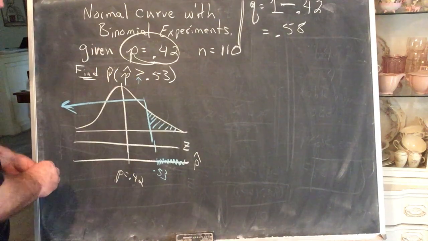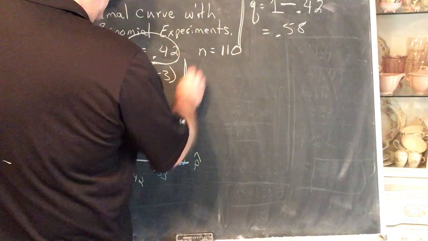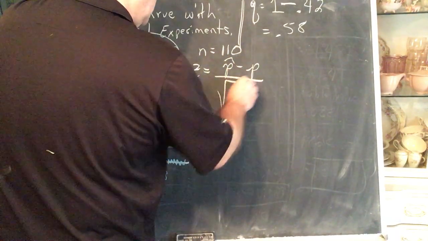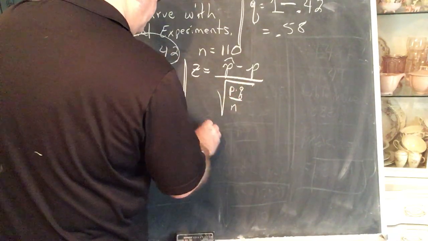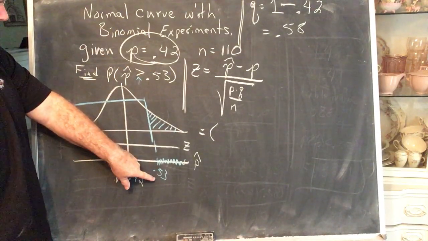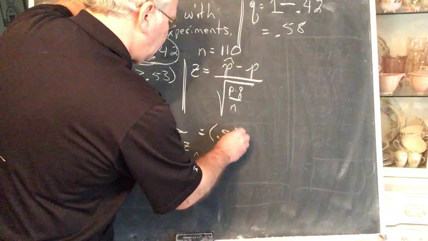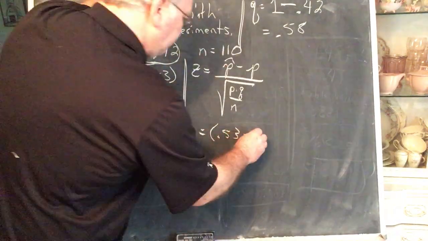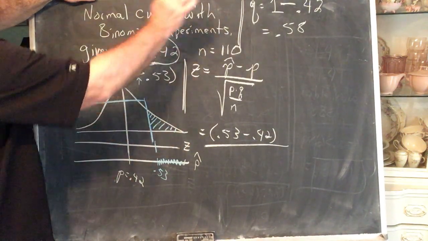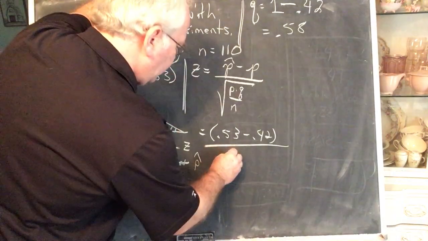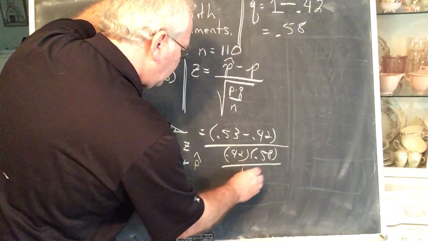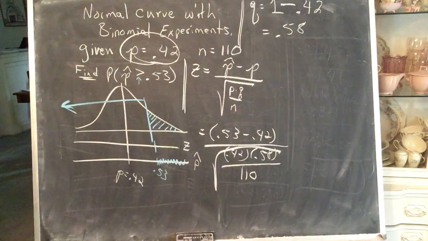All right, so let's plod merrily along here. Our z-score is P hat minus P over the square root of P times Q over n, which in this scenario is 0.53, the P hat value of interest, minus the given value for the population proportion, and then substitute the values in that we know: 0.42, 0.58, and 110. Let's go to the calculator.